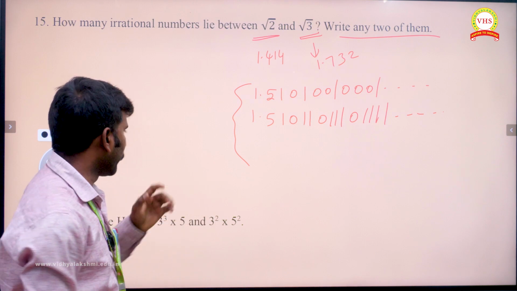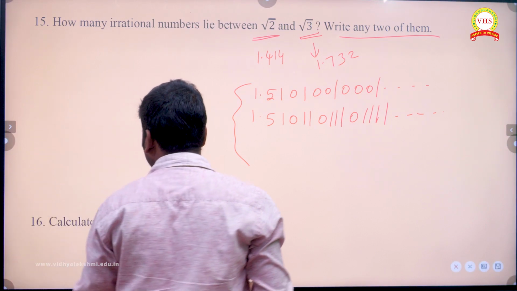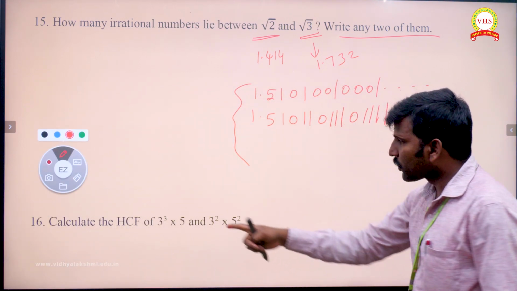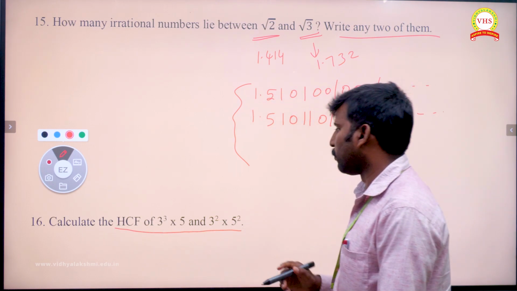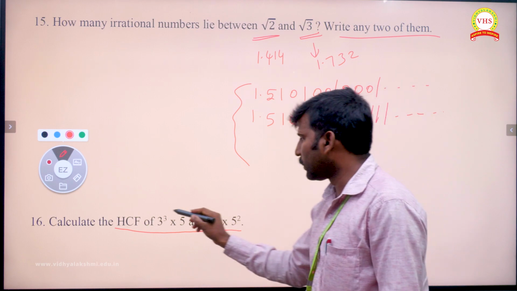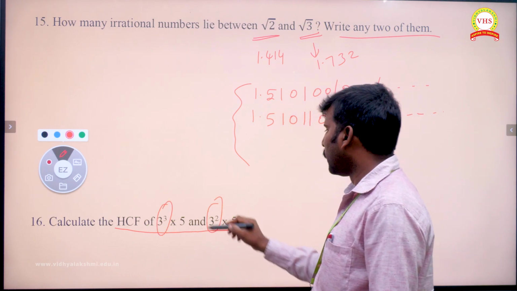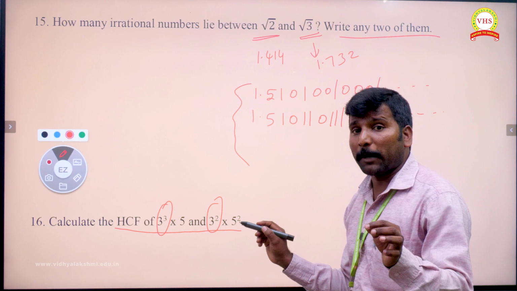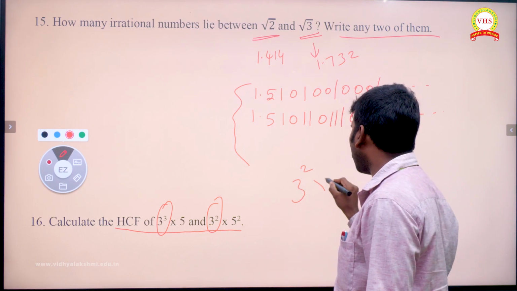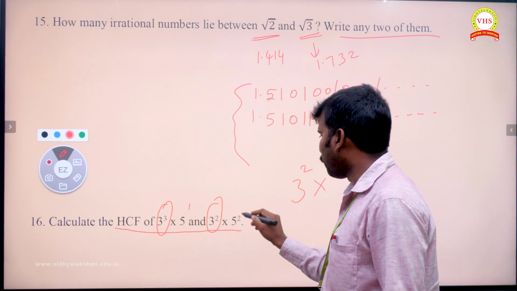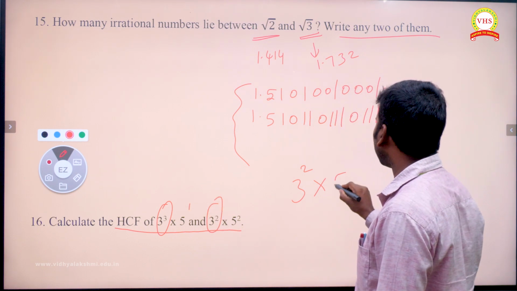Do you understand? Right. Next, see question number 16. HCF of these numbers. HCF, I told you, is the product of the least powered numbers. So least power of 3 is 3 power 2, and for 5, 5 power 1, 5 power 2, then least power is 5 power 1.